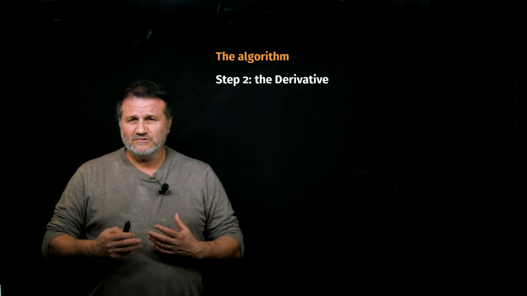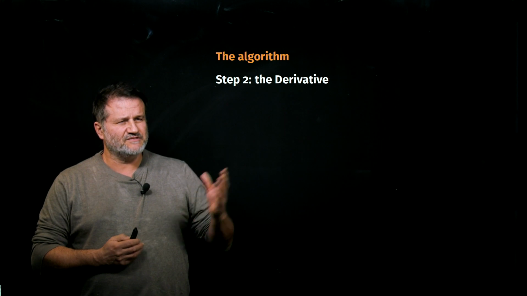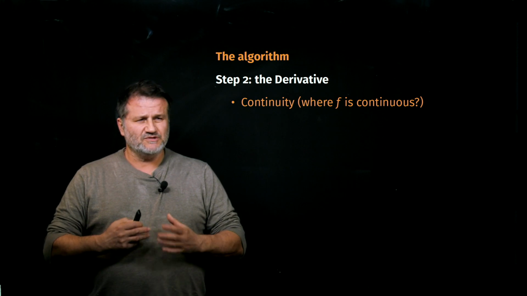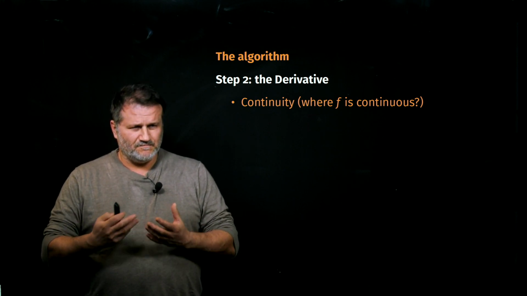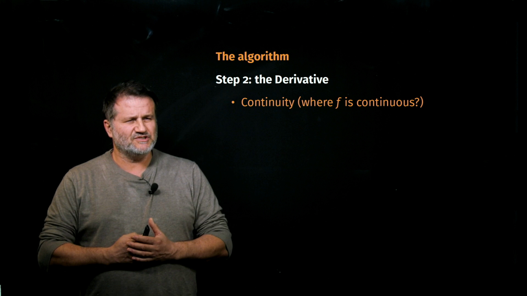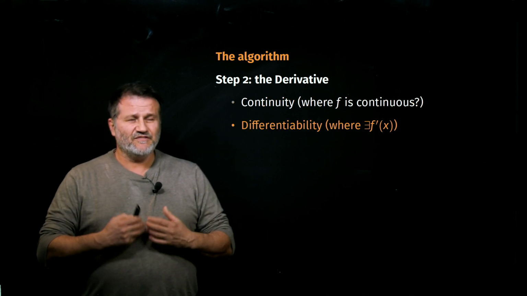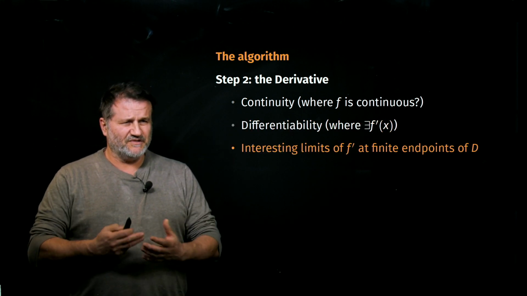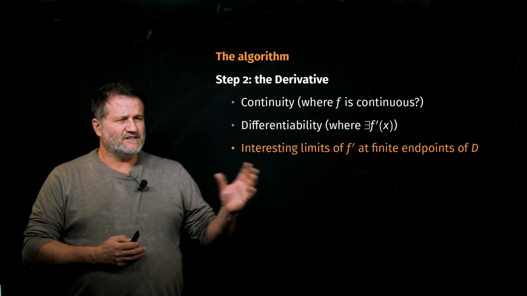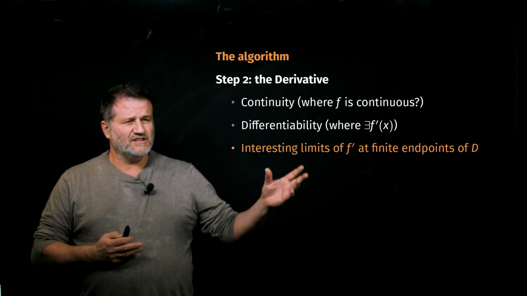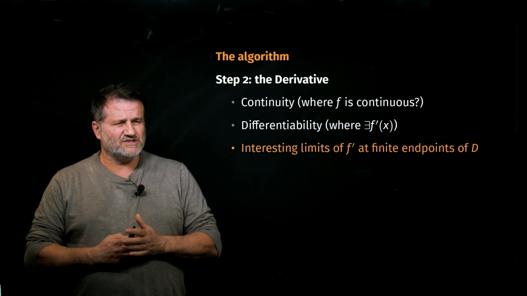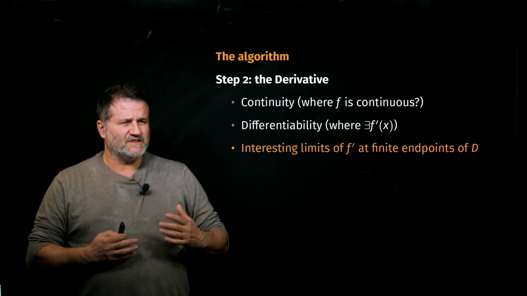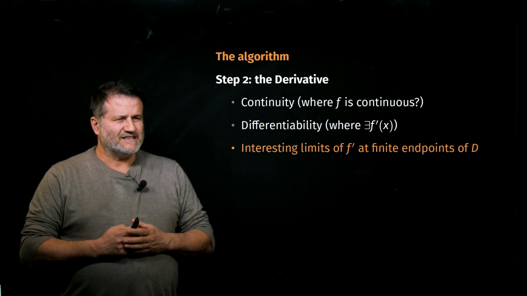Then there is step 2, all the operations relative to the derivative. In general, we should start by discussing continuity for the function, because continuity is much larger than differentiability. Then differentiability, where the derivative is defined, and computing the derivative of the function. At this stage, we sometimes are interested in special limits for the derivative, because this will tell us how the function behaves at some specific points. We will see later in an example.